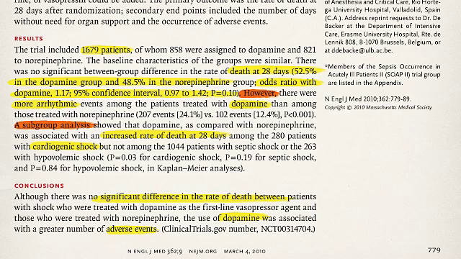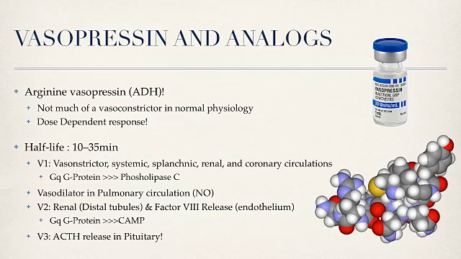Now vasopressin and analogs. Mainly we talk about arginine vasopressin, or ADH, which we use a lot in intensive care and the operating room. It's not much of a vasoconstrictor in normal physiology, and that's the good thing about that drug. Usually when patients start to improve and no longer need it, they don't get hypertensive, they just don't respond to it anymore. And it's a dose-dependent response. While most places, including ours, have a fixed dose for vasopressin, it really is a dose-responsive drug, so you might titrate up or down from the classic 0.04 dosing.